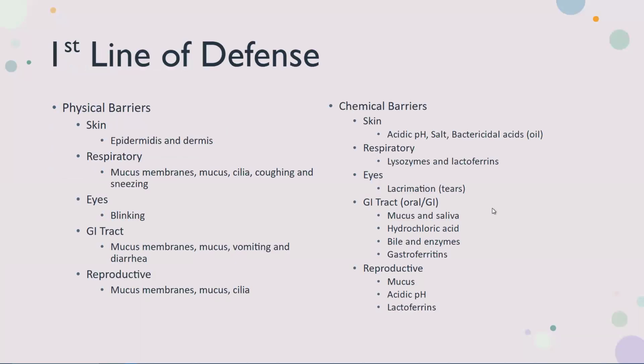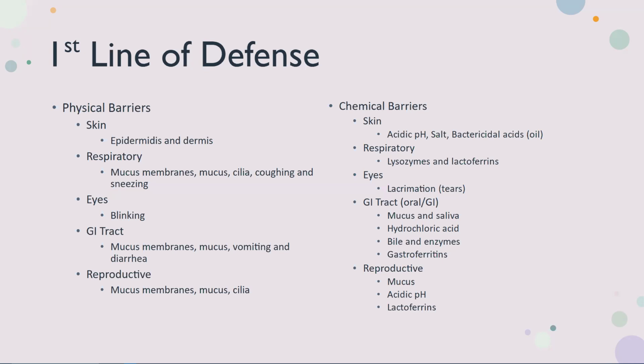So first line defense is our first line of defense to prevent infection or illness. As you can see, I have it broken down between the physical and the chemical barriers. Some of the physical barriers include our epidermis and the dermis, our mucous membranes, our mucus, cilia, coughing, sneezing, blinking if you're in the eyes, and then vomiting and diarrhea for the GI tract. You can see that most of your physical barriers are roughly the same, involving mucous membranes, mucus, and cilia in various parts of the body. But then you have very specific things like eyes blinking or diarrhea and vomiting for the GI tract.